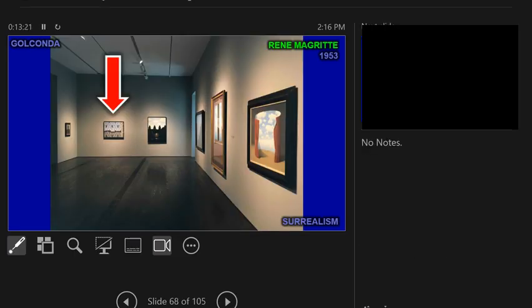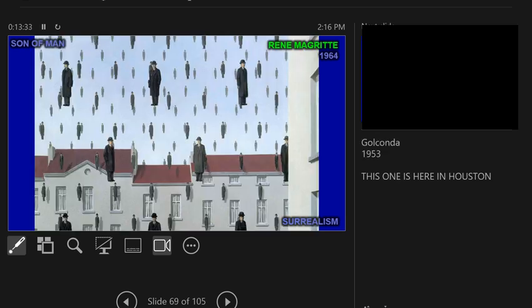All right, this photograph is from the Menil in Houston. They have a lot of Magritte paintings. We're going to take a look at the one there on the left. And here we have a bunch of men falling down like it's raining.